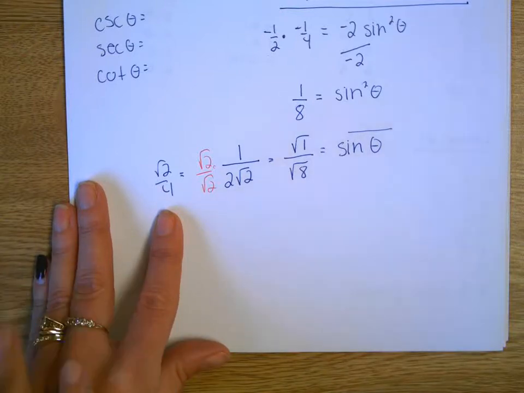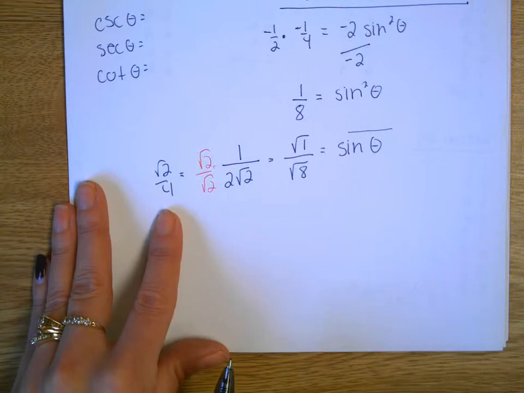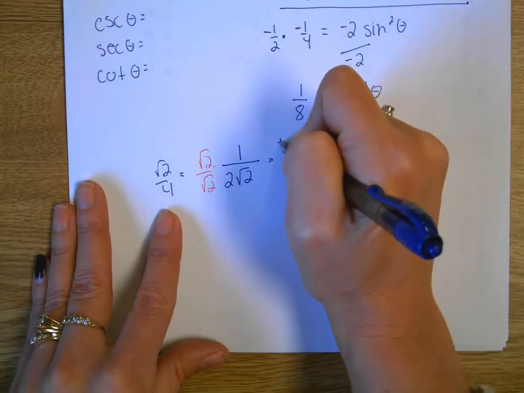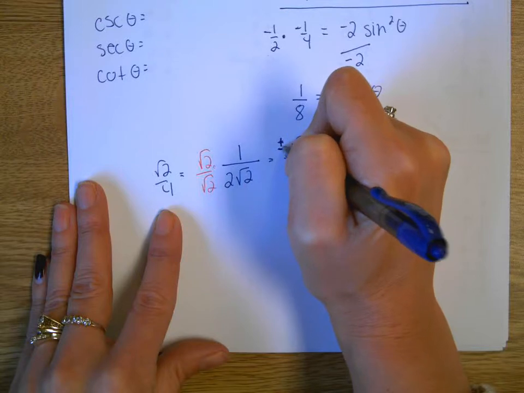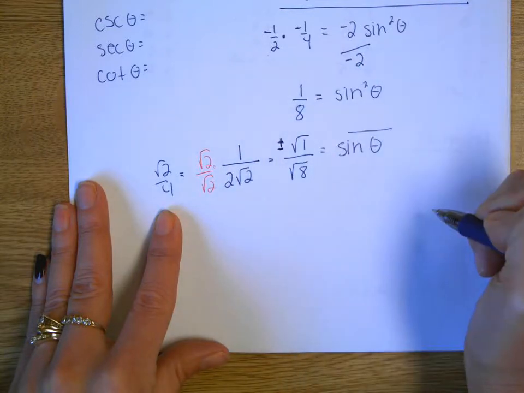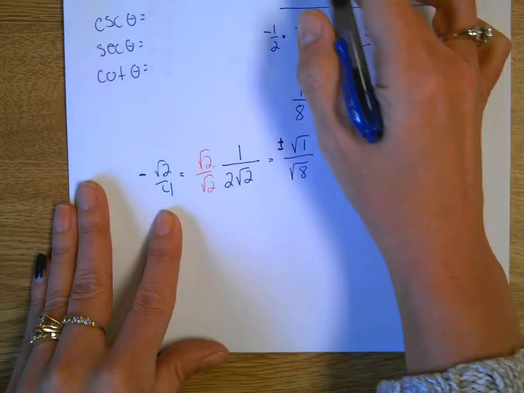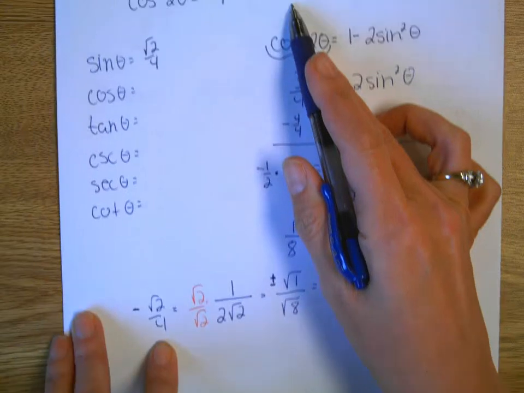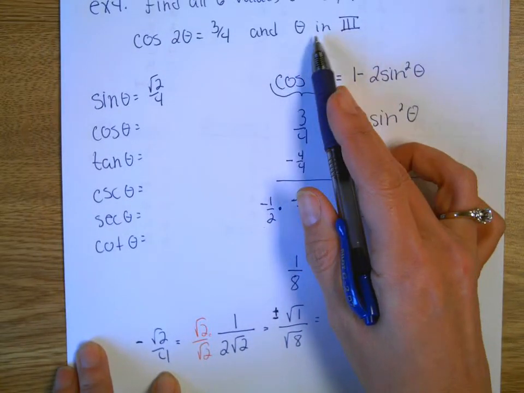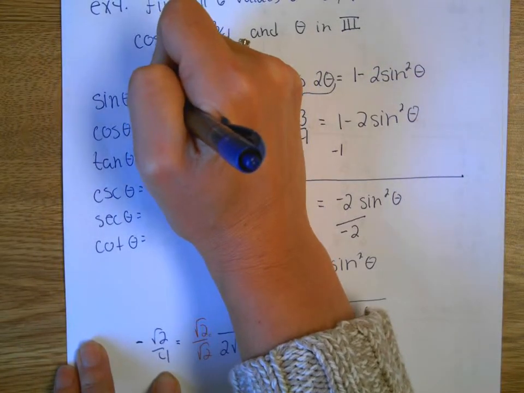Shouldn't that be negative though? Oh, I forgot quadrant. Yes, what quadrant is theta in? Oh, because right here it's plus or minus. Good catch, Matt. What should it be? Negative, because theta is in quadrant 3, and sine in quadrant 3 is negative. Good catch.